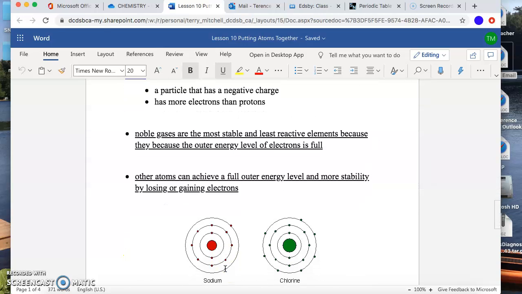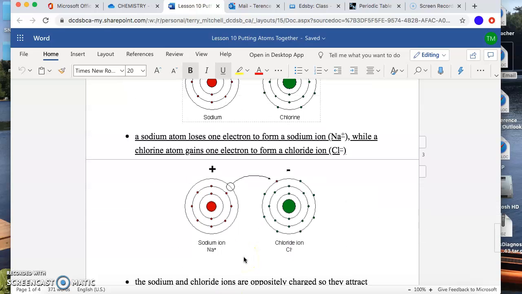Noble gases are stable because they have a full outer orbit. So they're not gaining or losing. And other atoms achieve a full outer energy level and more stability by losing or gaining electrons. So I talked about chlorine and sodium already. We can see here that sodium has 2 in its first orbit, 8 in its second orbit, and 1 in its third orbit. It wants a full outer orbit. So if that electron jumps over here to chlorine, that third orbit disappears and its second orbit is full.